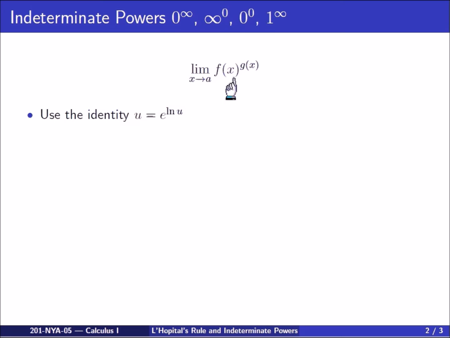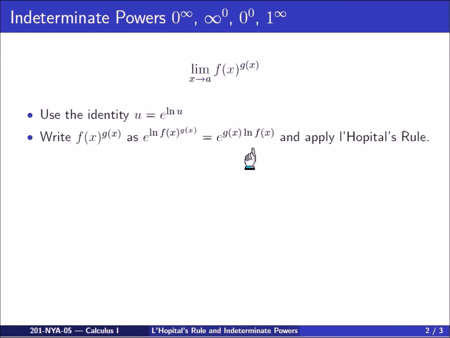Replacing u by f of x to the g of x, we get that f of x to the g of x is the same thing as e to the ln of f of x to the g of x. And the other thing we'll do is send the power here in front of the logarithm. That's something that we can do due to a property of logarithms. And the key point is by doing that, the exponent will now be g of x times ln of f of x, and it will typically be an indeterminate product once we've rewritten our initial expression. And we know that we can solve indeterminate product by using L'Hopital's rule.